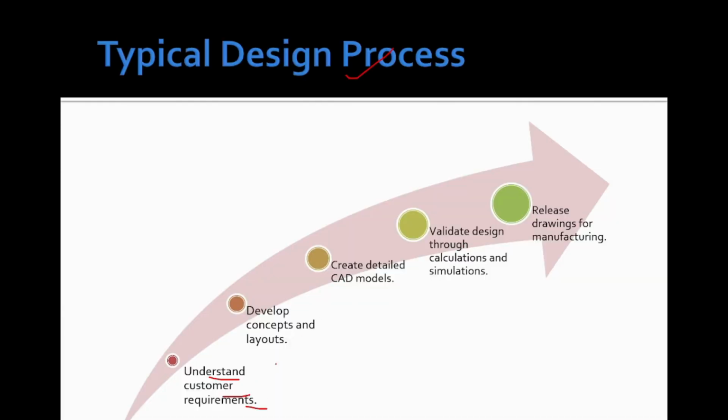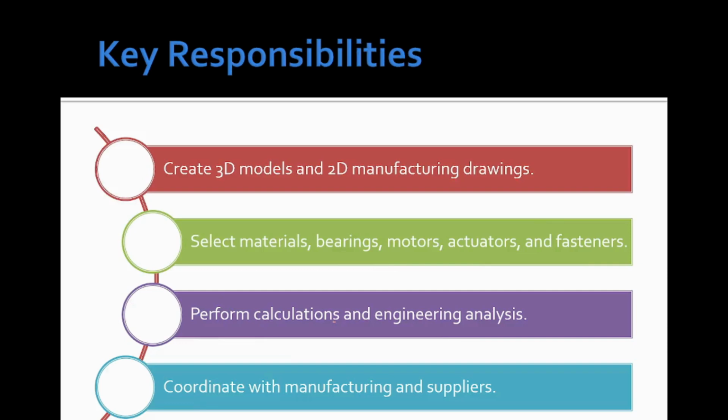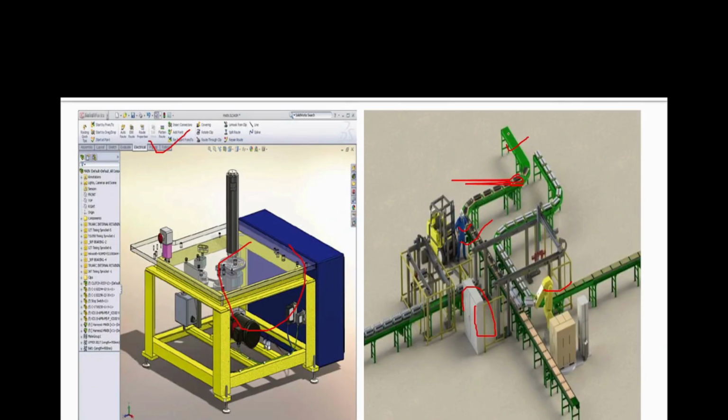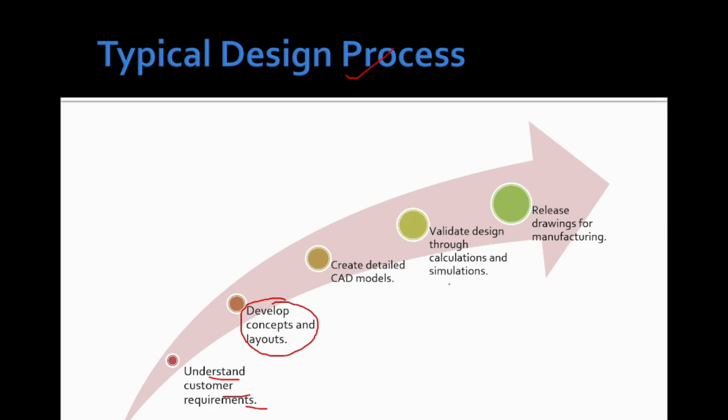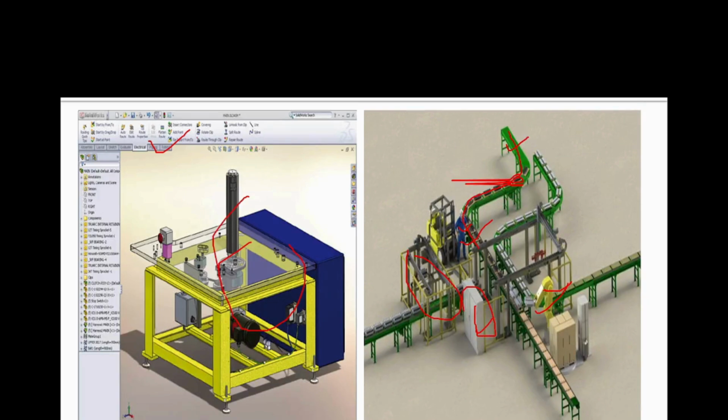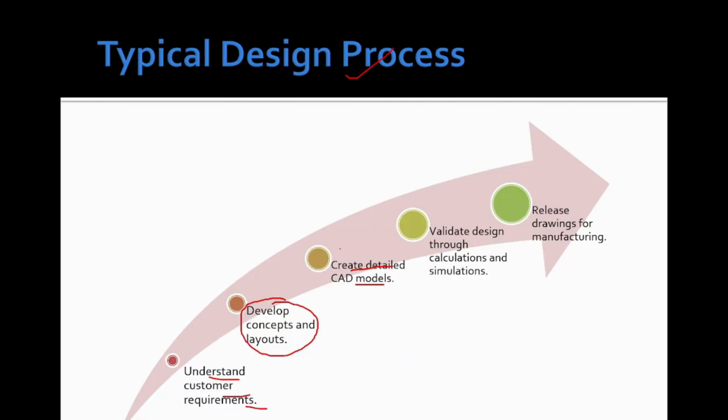After understanding the requirement, the design engineer develops the concept and layout. Here, the layout is the place where the machine is placed after manufacture. So the robot will be here, the electrical panel is here, some machine would be here. So this is the layout. Now after the layout, we make the detailed CAD models. A CAD model looks like this. It has structure, an electrical panel, connections, motors, emergency buttons, and other electrical or pneumatic items.